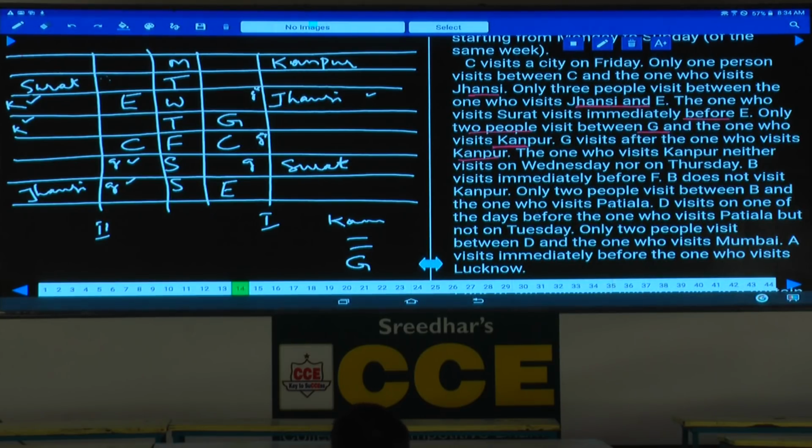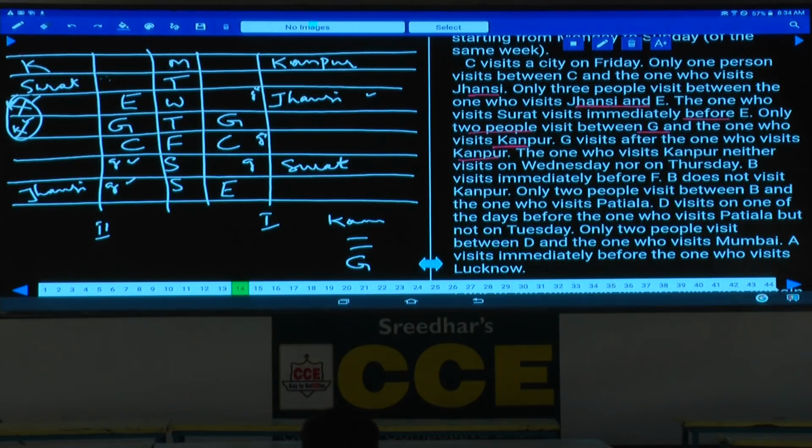Hence, in this second case, what happens here? Kanpur cannot be here, and Kanpur cannot be here. These 2 possibilities for Kanpur are ruled out, and Kanpur cannot be in any of the remaining places. Isn't it? If Kanpur is here, then G must be Kanpur, and if Kanpur is here, G will be here. There is a possibility or not? Kanpur and G. Next one. If Kanpur cannot be in these 2 places, and if Kanpur cannot be in this one, hence, Kanpur can be on Monday.